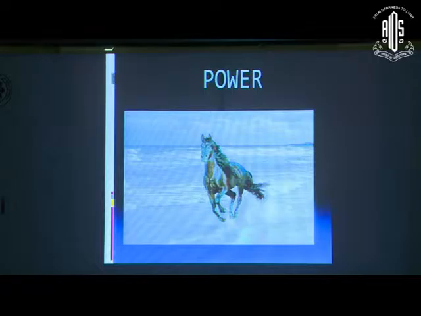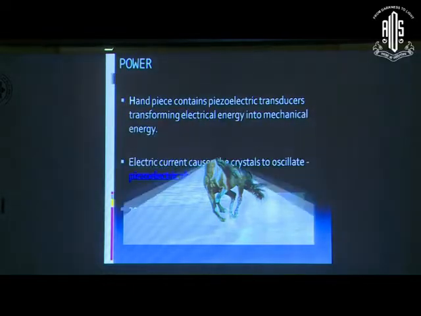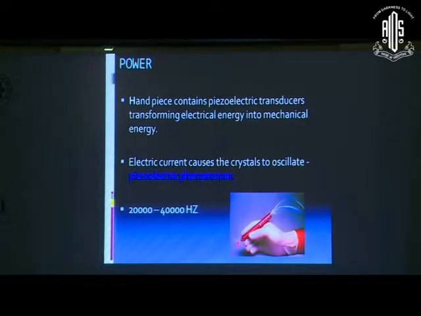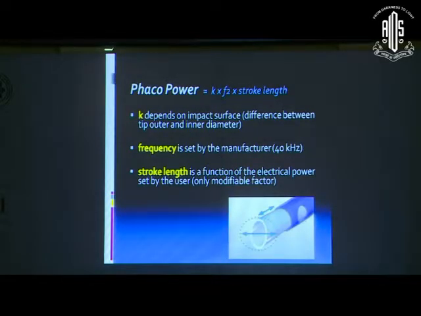Now the most important part of the machine is the phaco power. A hand piece contains piezoelectric transducers, which transforms the electrical energy into mechanical energy. And this is usually in the range of 20,000 to 40,000 hertz. Again, there is a formula for the phaco power. K is the impact surface, that is the thickness of the rim of your phaco tip, the outer diameter minus the inner diameter, the area that comes into contact with the nucleus piece.